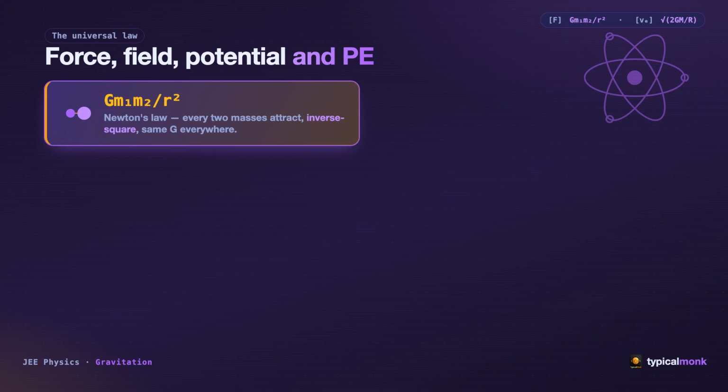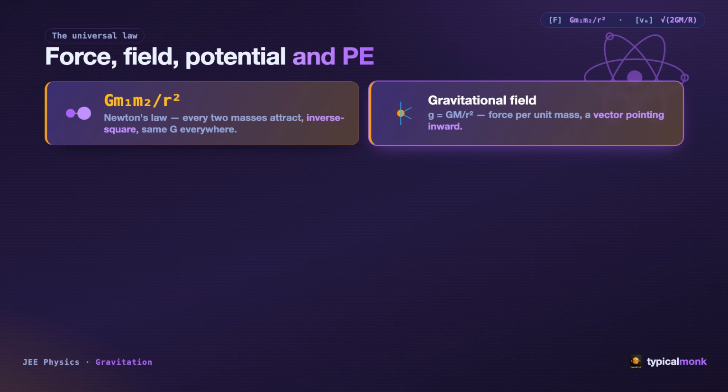Newton's law of gravitation. Any two masses attract each other with a force G m1 m2 over r squared. Same G everywhere in the universe, from a falling apple to two orbiting galaxies. Now divide that force by the mass being pulled, and you get the gravitational field. g equals GM over r squared, a vector that always points in toward the source mass.